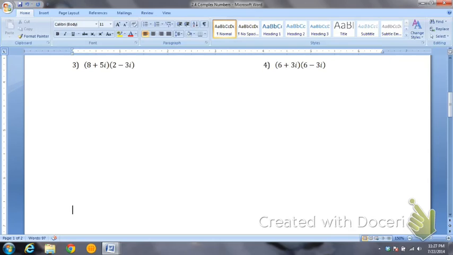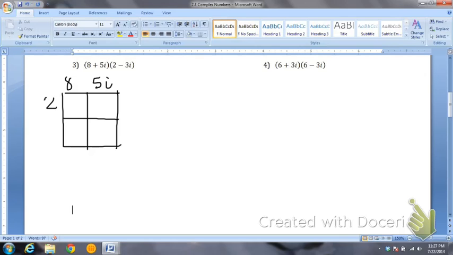All right, let's look at problem 3. 8 plus 5i times 2 minus 3i. So we have a binomial times a binomial. How do we multiply those? Well, you can either FOIL, you can distribute, or you could even use the box. All right, so I'm going to use the box method. So I have 8 and 5i, 2 and negative 3i.